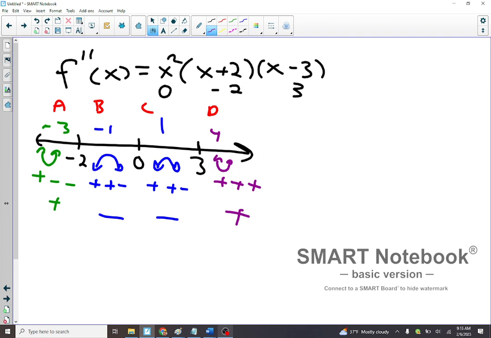So if I ask you what the inflection points are, they're at -2 and 3. You can write the interval if they're not already showing you the graph. If they're showing you the graph, you do not need to write the interval, you just show me the graph. Okay, cool.